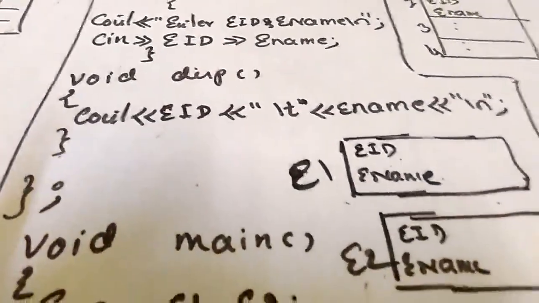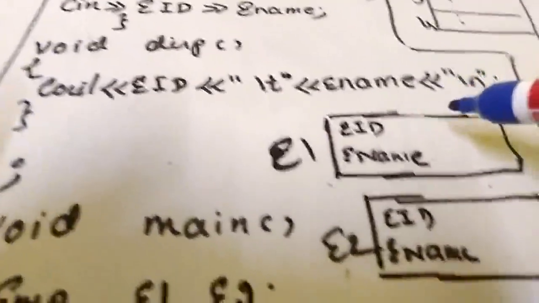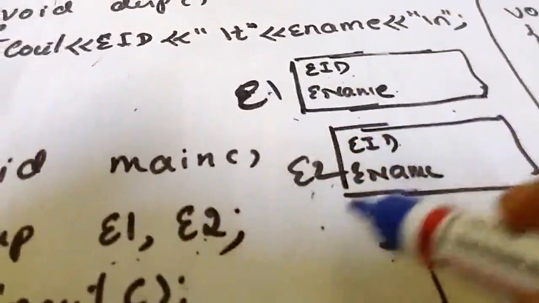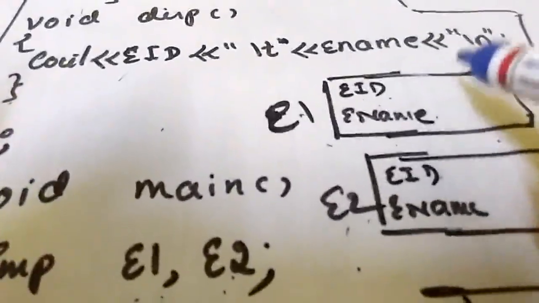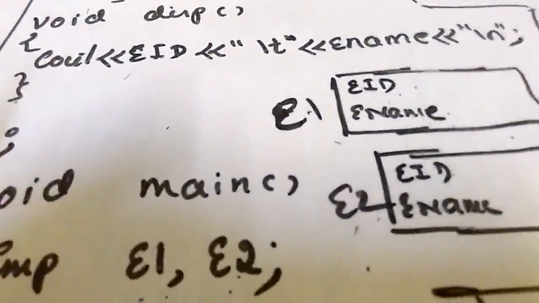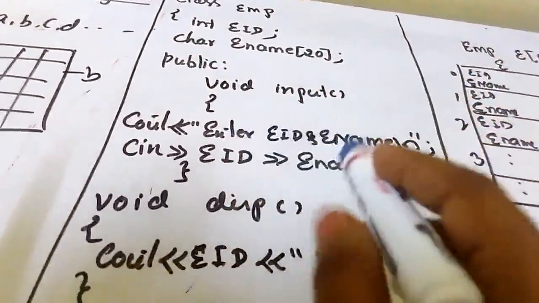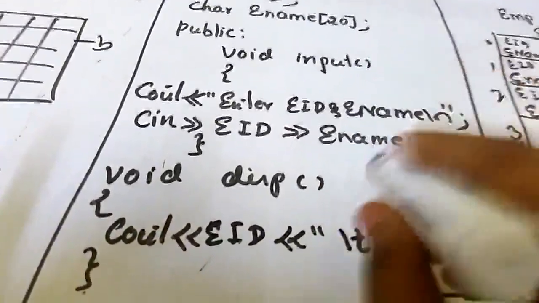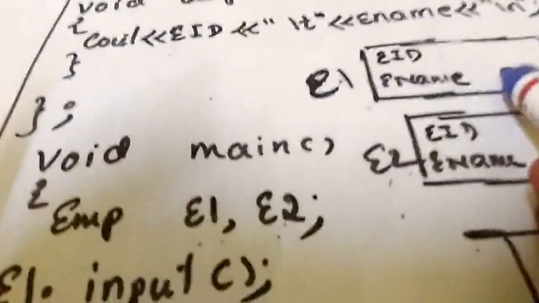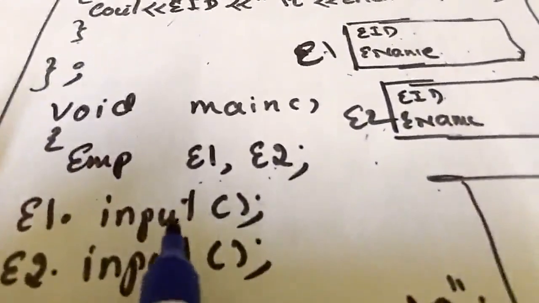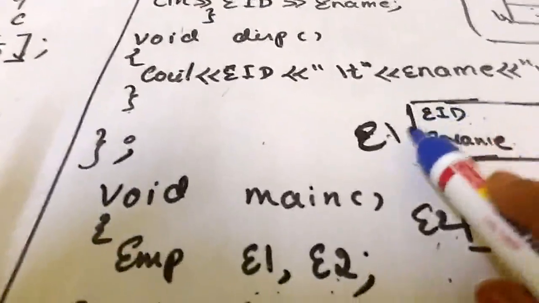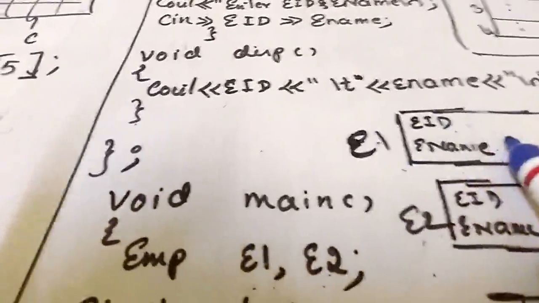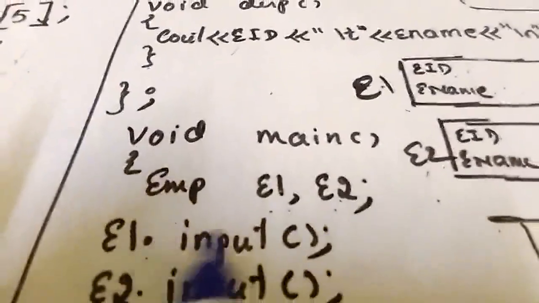Okay. Now, I want to input values for E1. E1 represents one employee, E2 represents another employee. Now we shall give values for these two data members. To input values, we have taken a function called input. The purpose of this function is to get value from the keyboard. To which object we want to input, that object has to call the input function. Here, very first I want to input values for E1 object. That's why E1 dot input.